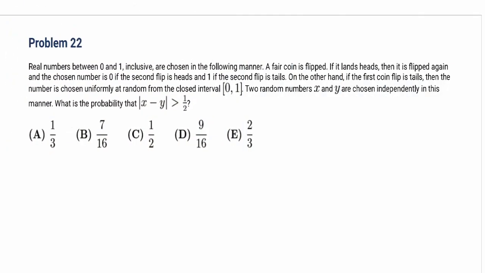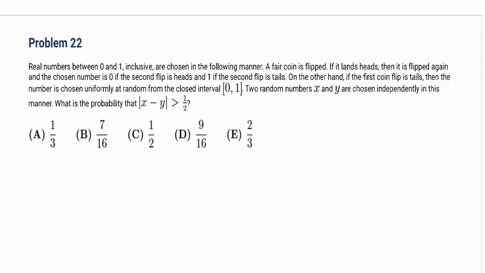This is question number 22. You can read the question. Okay, we're going to select two numbers, following the manner. A coin is flipped. If it lands heads, it is flipped again.